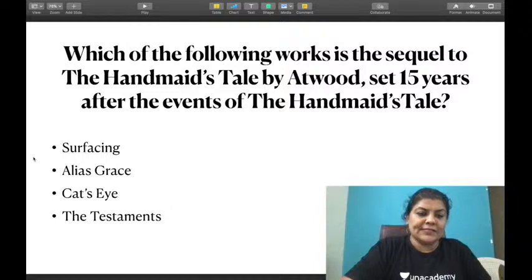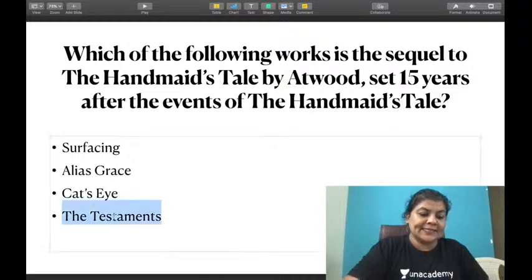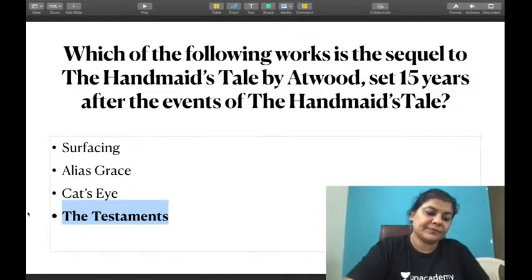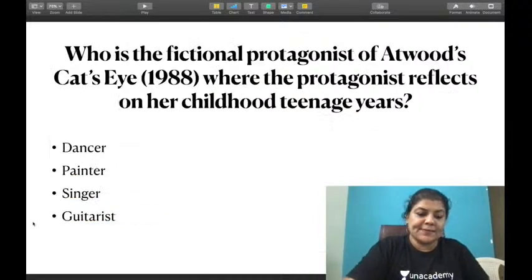Which of the following works is a sequel to Handmaid's Tale? Very important. Booker Prize winner. Sequel to Handmaid's Tale, The Testaments.